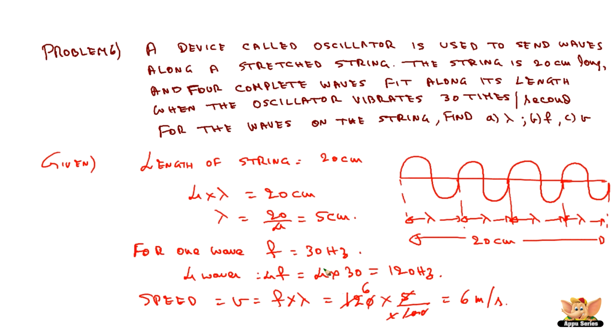Hence, we found for the 4 waves the individual wavelength, which is 5 centimeters, and the frequency within the spring for the 4 waves is 120 Hz, and the speed is 6 meters per second.